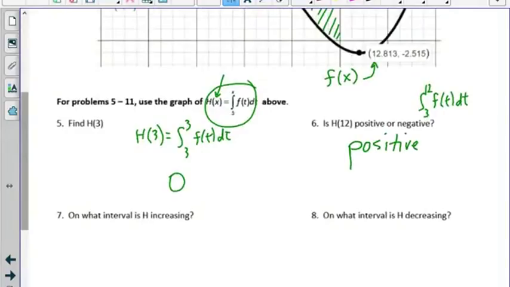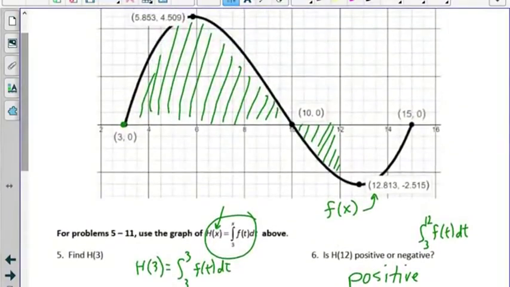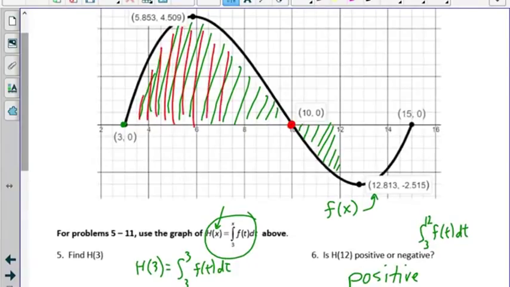Number 7, on what interval is h increasing? So h is increasing when the integral of this is getting bigger. The integral is going to be getting bigger from 3 all the way until 10. The reason it works from 3 to 10 is our area keeps getting bigger and bigger. Even though the rectangles would be getting smaller, it is increasing our total area from 3 to whatever it is.